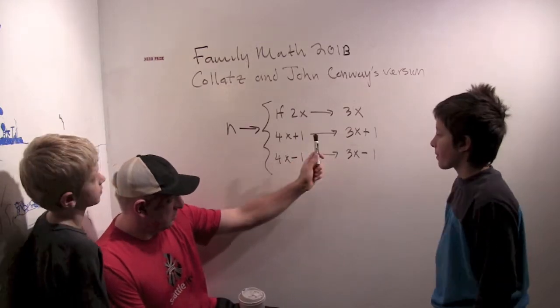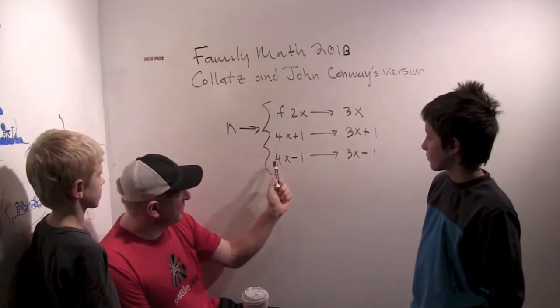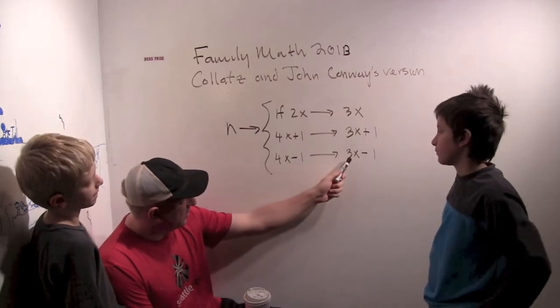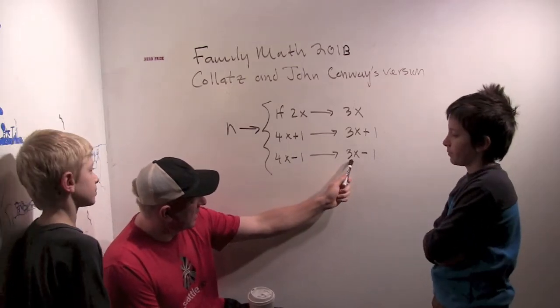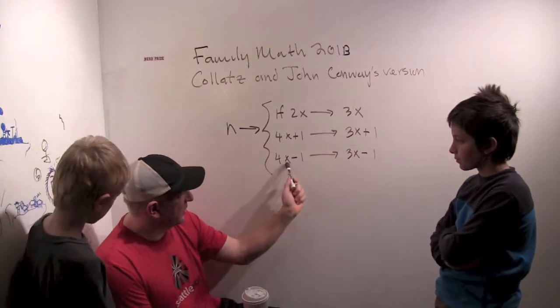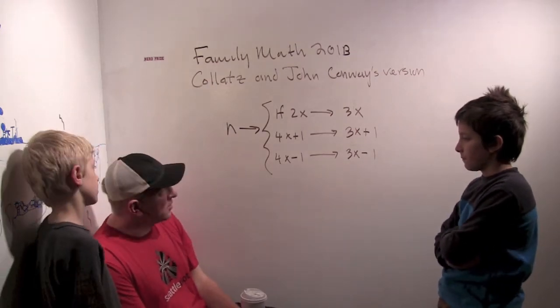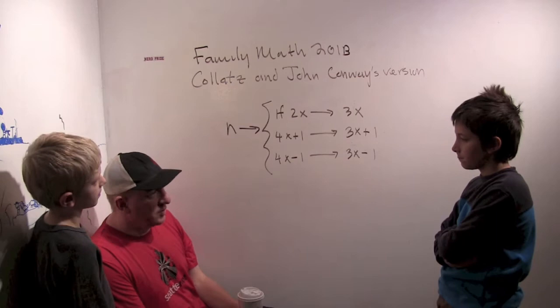Right, so we'll talk about how to achieve this in a minute. And if it's 1 less than a multiple of 4, map it to 3x minus 1. So if it's 4x minus 1, go to 3x minus 1. Do you understand what's happening here? Do you want to do an example?